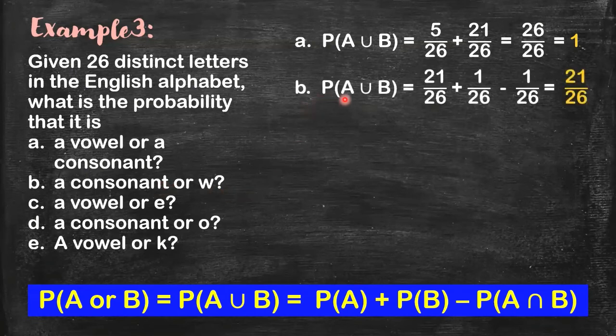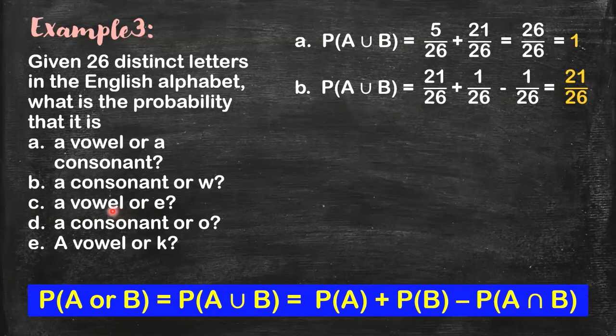Okay? So, since meron silang intersection, which is W lang naman, okay, ganito ang magiging itsura niya. Ito yung probability of A union B. A is getting a consonant, B is getting a W. So, that's why I have 21 over 26 plus 1 over 26 minus ito ang intersection nila. Isang element lang naman, which is W. Right? If you do the math, you will get 21 over 26.